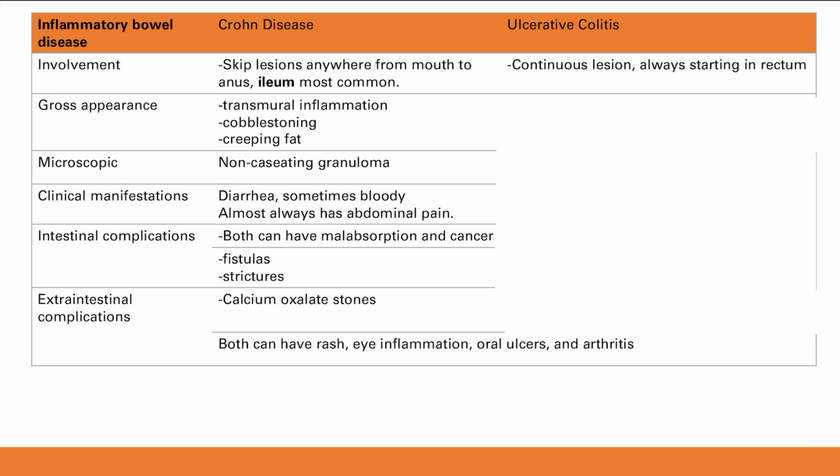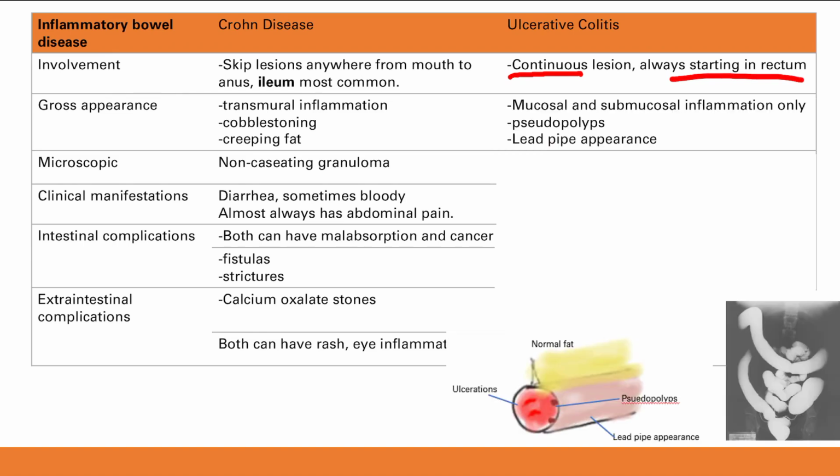So the difference in ulcerative colitis is we have continuous lesions, and it's always starting in the rectum. So it always involves the rectum, and it can go backwards continuously and involve the colon as well. And on gross appearance, first of all, there's only submucosal inflammation. Okay, it's not transmural; it's only mucosal and submucosal. I'm sorry, it doesn't involve the muscularis externa or the serosa.